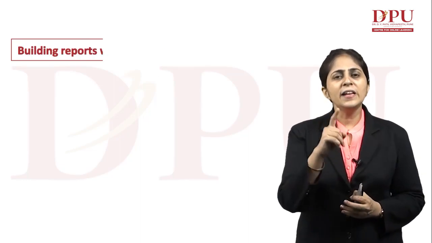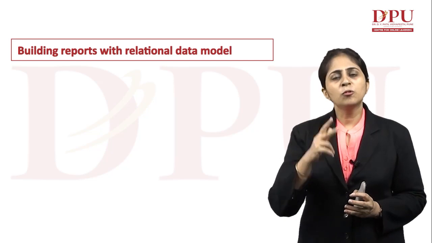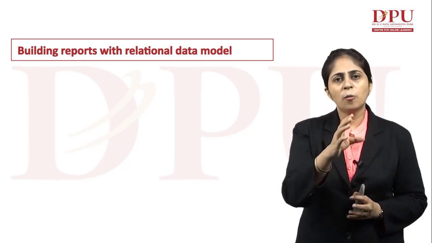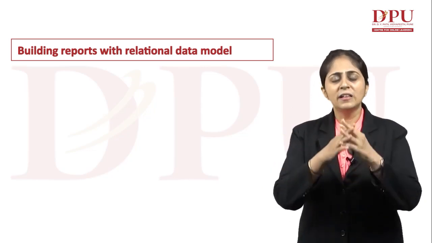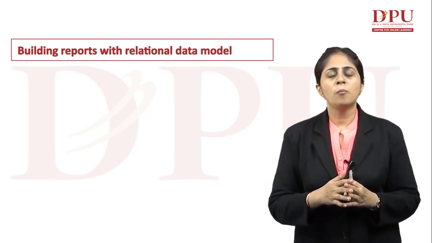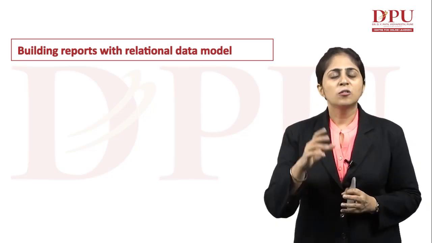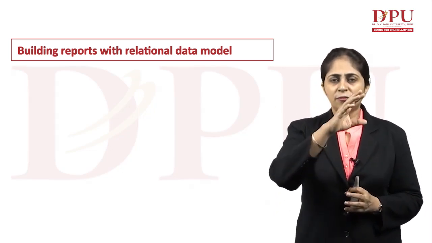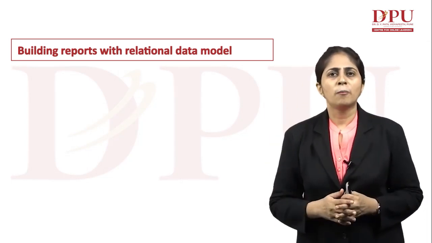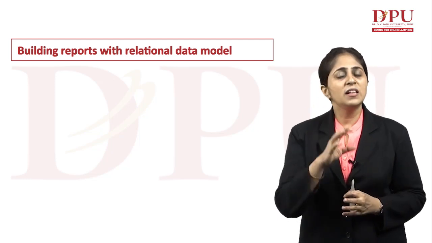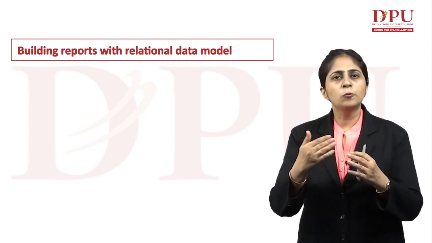Talking about building reports with the relational data model. We generally have two types of data model, the relational data model and the multidimensional data model. In the relational data model, the data is stored in 2D form. If you see your Excel table, the data is in the form of columns and rows. So it is a 2D format. When we talk about the relational data model, we are talking about data in 2D form.